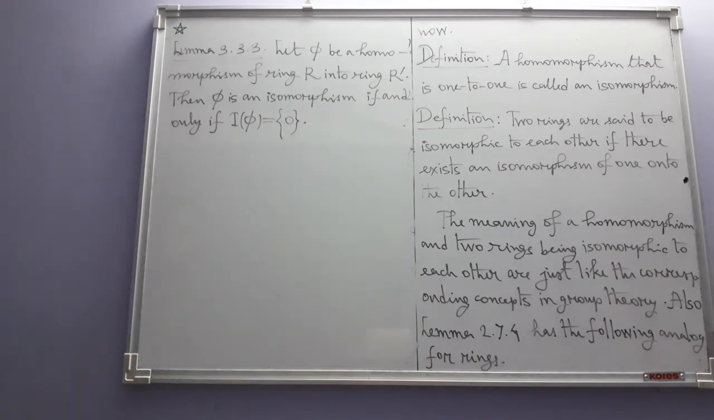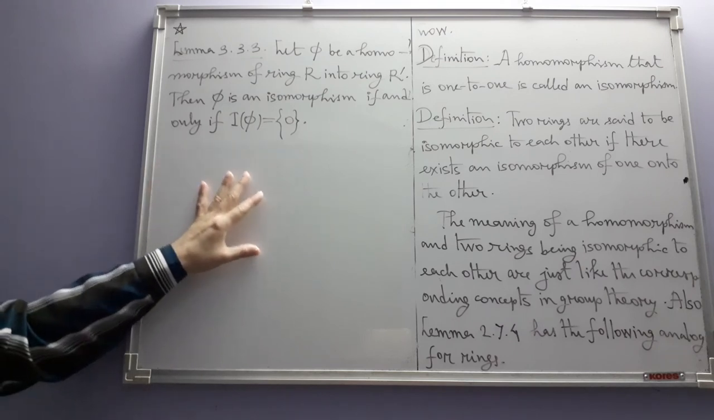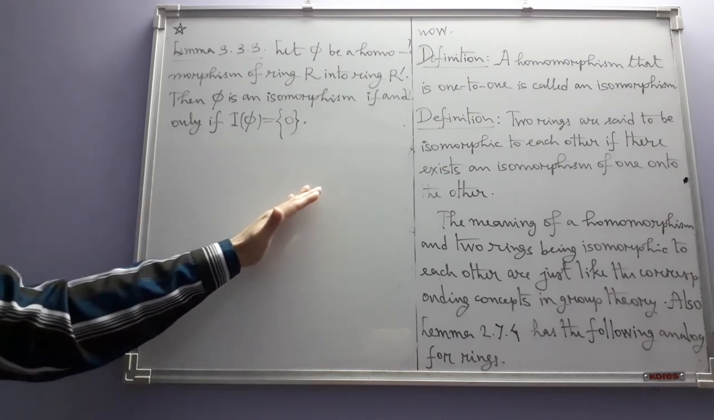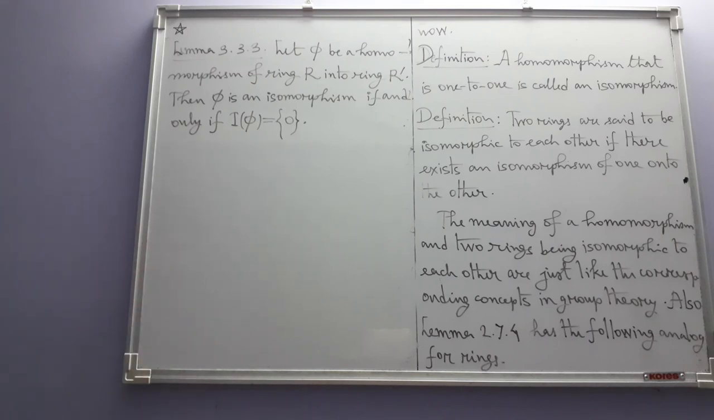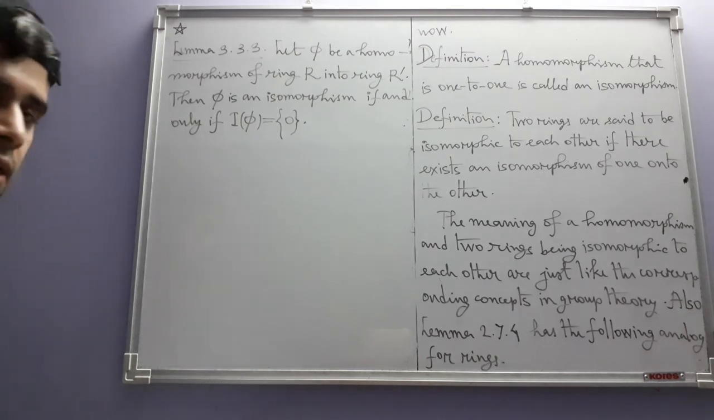Now this ends the third section. There is no exercise in this one. Then we have the fourth section, which involves ideals and quotient rings. After this, there are sets of exercises. So we will see them. So next is ideals and quotient rings.